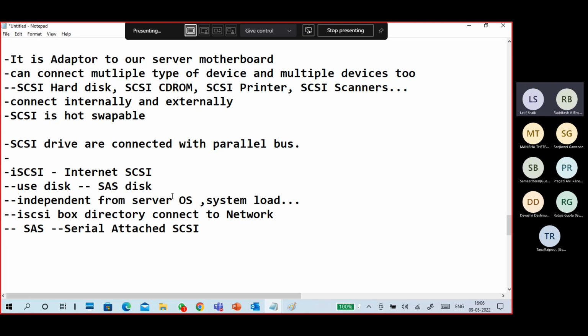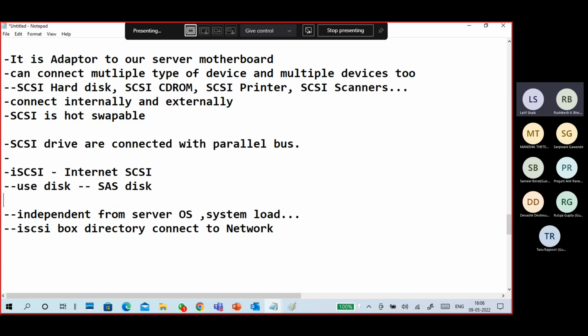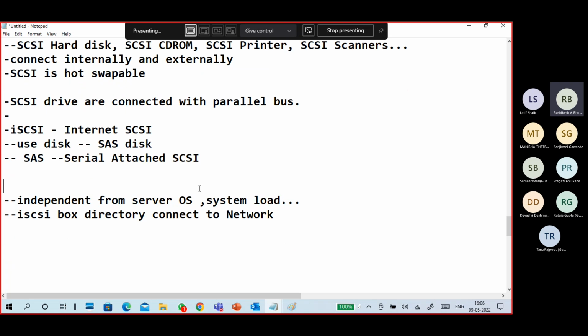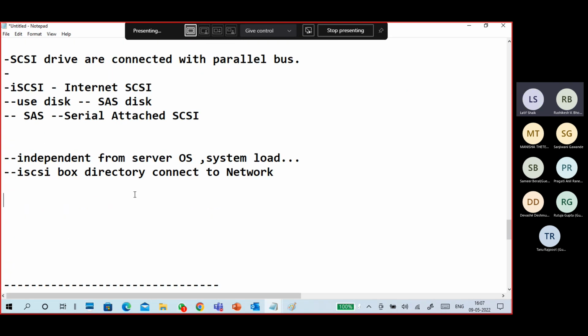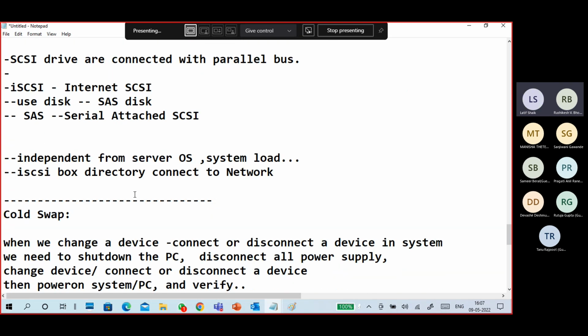So whatever it is, guys, simply: iSCSI uses SAS disk. The point is iSCSI uses SAS disk. What does SAS mean? Serial Attached Storage. Okay, that is enough.